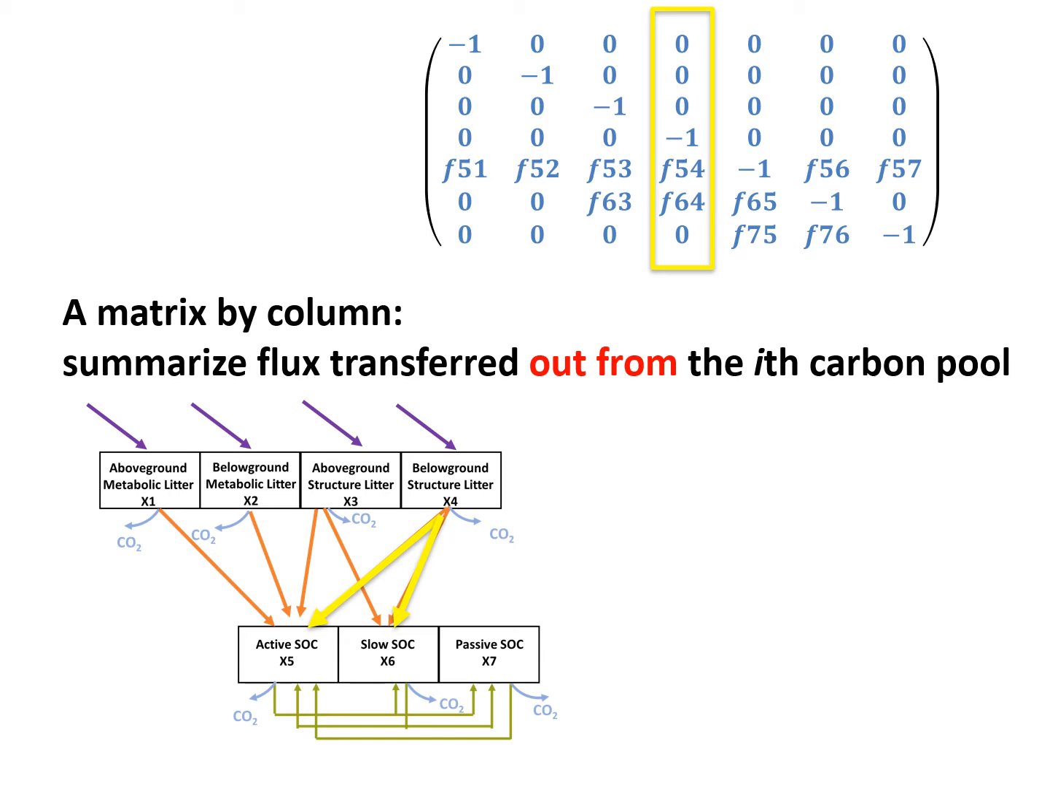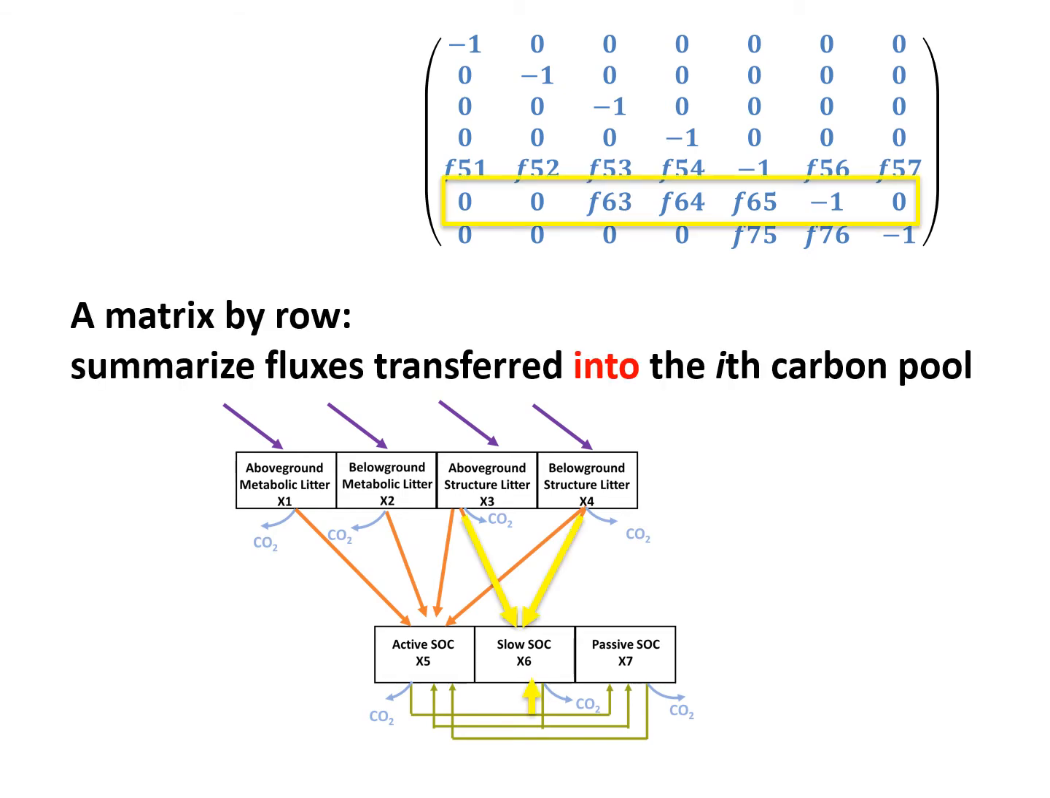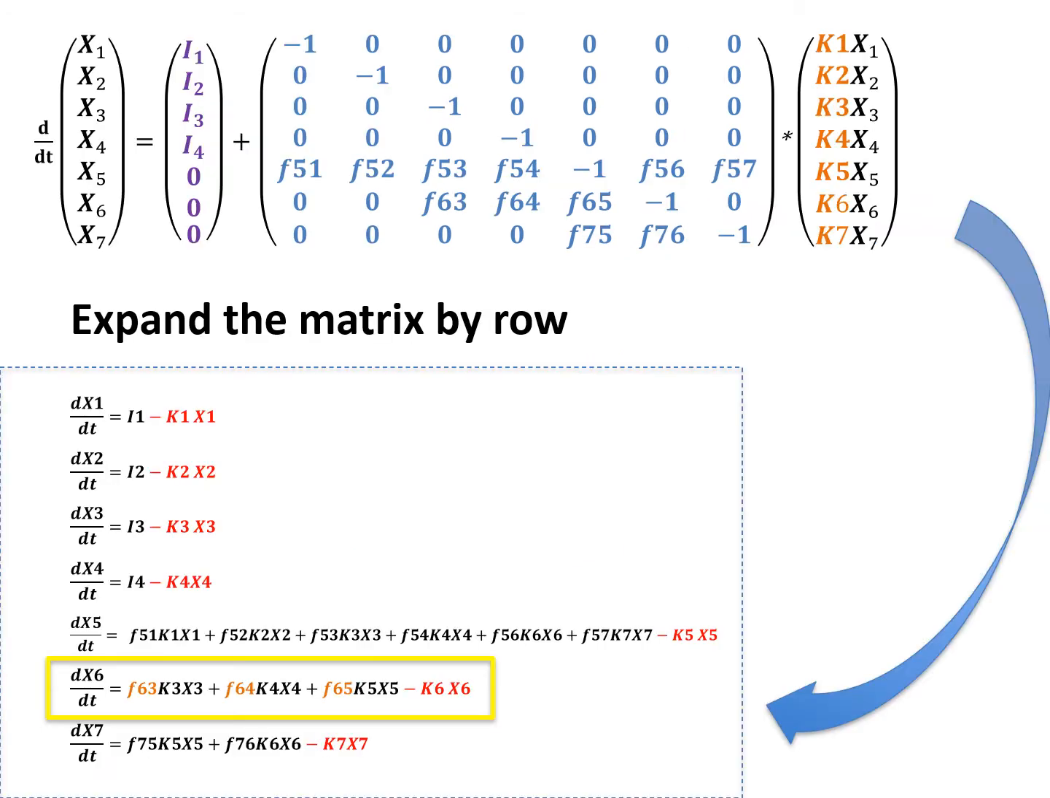The ith column of the A matrix summarizes all the fluxes that transport out of the ith carbon pool. And the ith row of the A matrix summarizes all the fluxes transferred into the ith carbon pool. After you understand those concepts, it might be easier for you to do a practice. To double check you get things right, if you apply the matrix calculation rule and expand the matrix equation by row, you should get the exact carbon balance equation for each of the carbon pools.